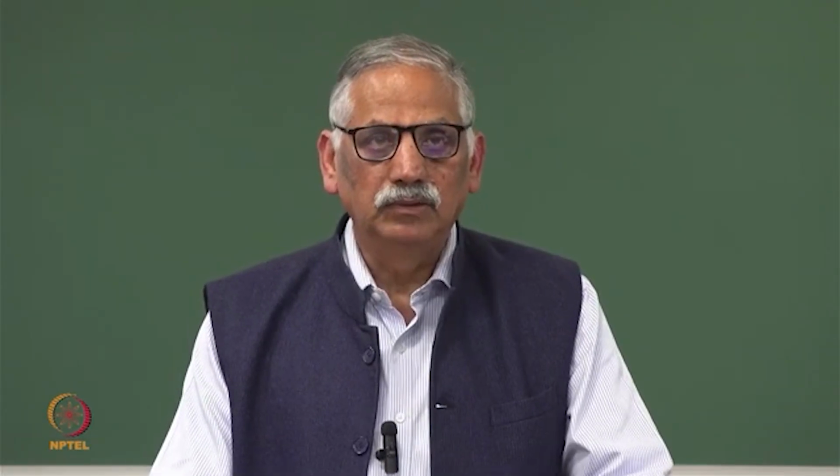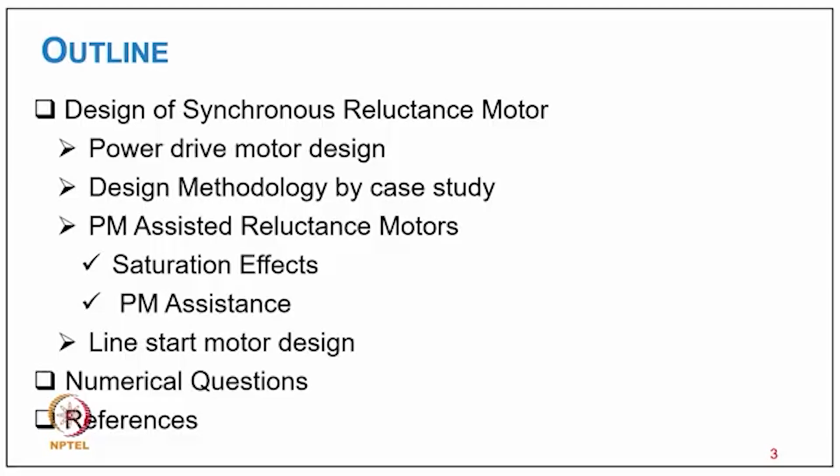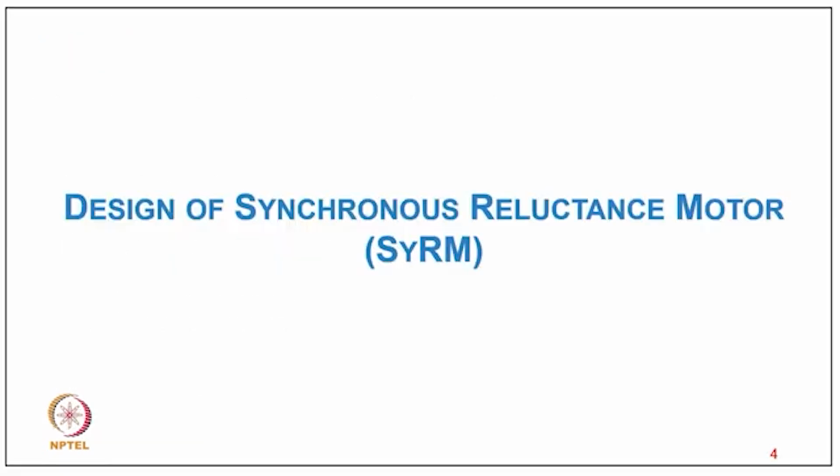So, we will have lecture 24 today on design of synchronous reluctance machine, part 2. The outline of the presentation is the design of synchronous reluctance motor, then power drive motor design, the design methodology by case study, then PM assisted reluctance motor considering saturation effect, and PM assisted line start motor design, then numerical questions with the numerical references.